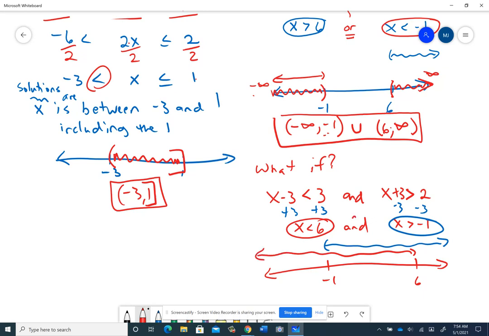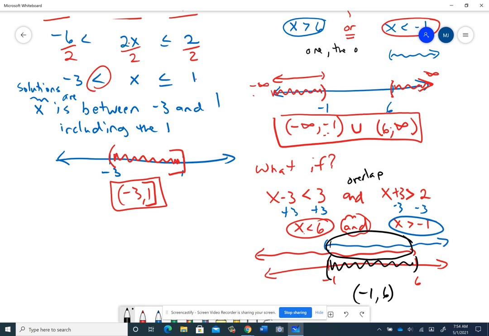And then it was the word and, which means you have to have the degree and also the experience. So the only people who have that are here, because that's where the overlap is happening. You see that? So from -1 to 6 would be your answer on that one. So with the and, you need the overlap. With the or, you can have one, the other, or both. You don't have to have both. You can have one, the other, or both.